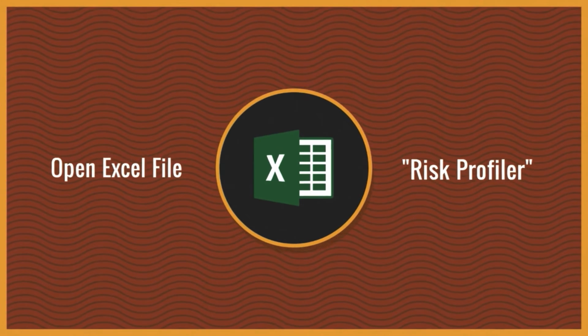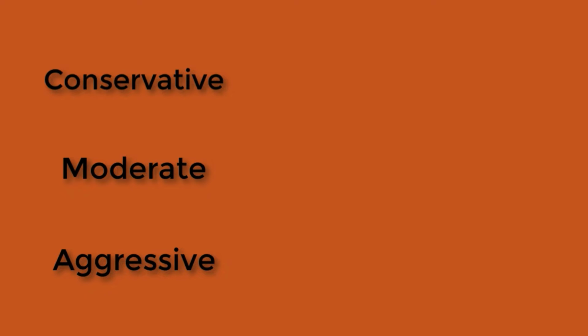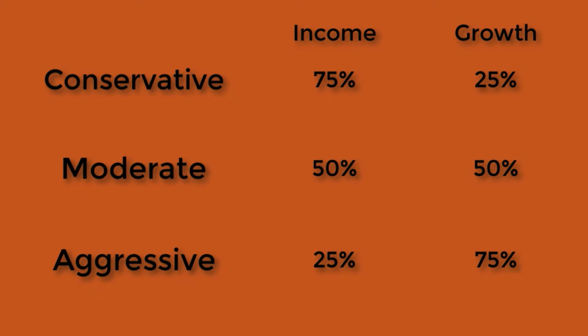Open the Excel risk profiler and answer a few questions to know your risk profile. Based on the result, you could be conservative, moderate, or aggressive. Here is a simple asset allocation breakup. This way, you will be able to focus on the asset allocation and not on what newspapers and other periodicals are feeding you.